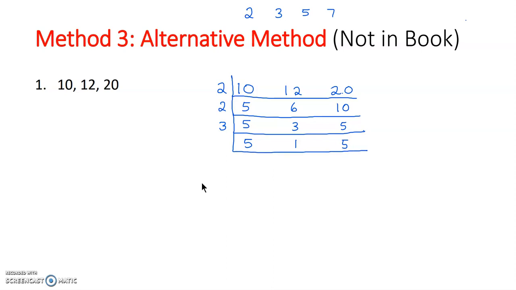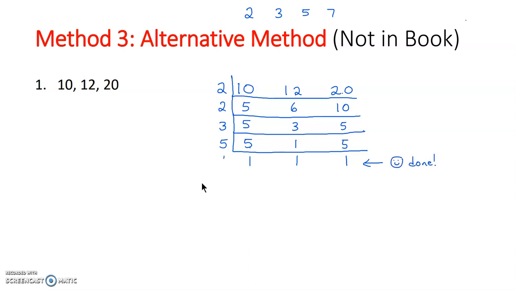Now all that I can divide by is 5, so I'm going to do that. 5 divided by 5 is 1. 1 is not divisible, so I just copy it down. And 5 divided by 5 is 1. When your last row has all 1s, you are finished.